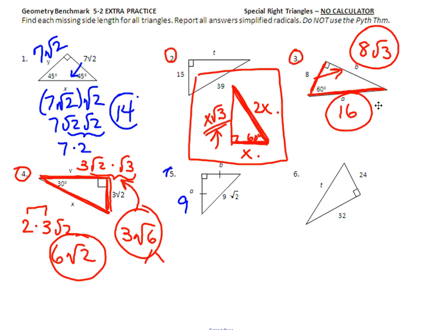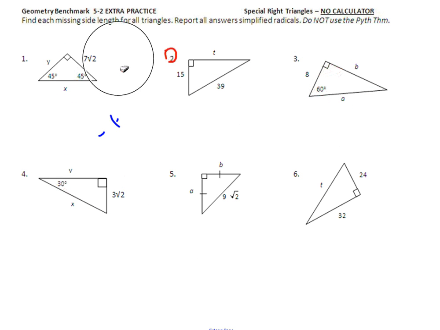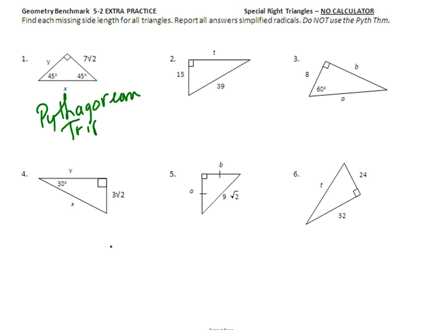Now, when I look at number 2 and number 6, these are a little different. I'll erase all this stuff here. Looking at 2 and 6, they don't give us angles. So my first thought is Pythagorean triples. Do you know your Pythagorean triples? Pythagorean triples are like the 3, 4, 5 triangle. In other words, 3 squared plus 4 squared is 5 squared. It works out.